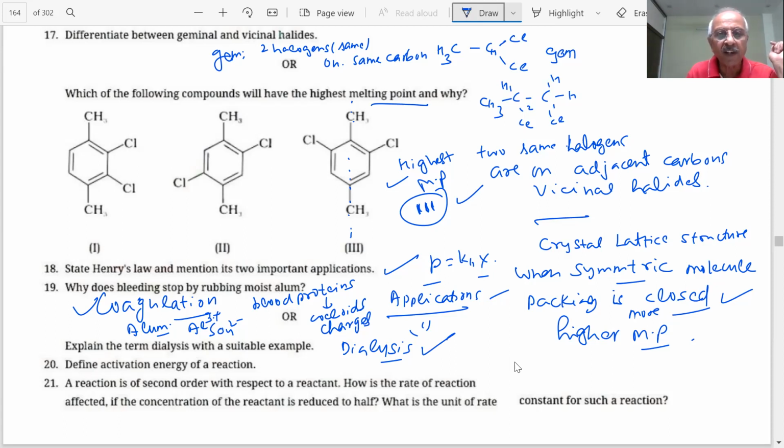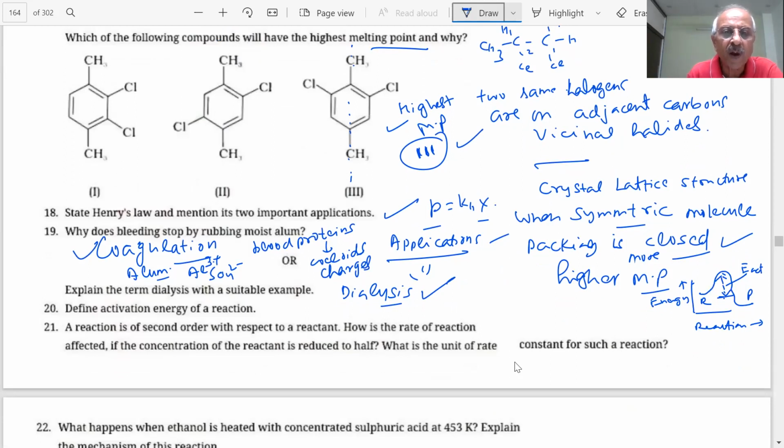Define activation energy of a reaction. Student, you already know. What do you mean by activation energy? Whenever a reaction takes place, student, you have been shown that if this is the reactant, this is the product, this is the energy, and this is the reaction progress or reaction coordinate, then the minimum energy which must be possessed by the reactant to form the product is the activation energy. So the minimum energy that is required.